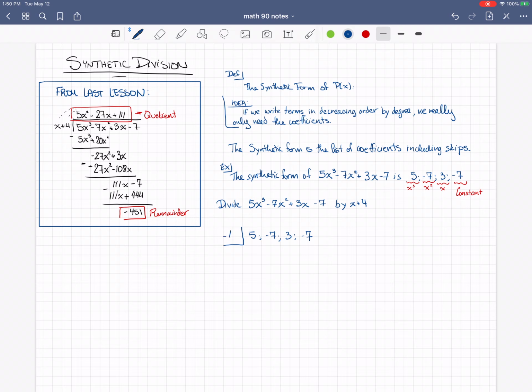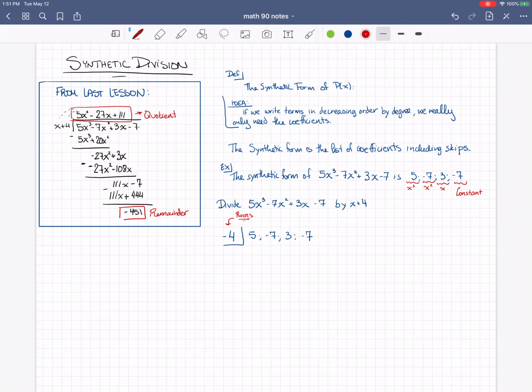And then here, since we're dividing by x plus 4, we're going to write negative 4 in this little box. Why negative 4, you might ask? Well, remember, what this is all ultimately boiling down to is finding roots of polynomials. And what we're doing here, in a way, is we're checking to see whether negative 4 is a root of this polynomial. Since if negative 4 is a root, then x plus 4 is a factor. If that doesn't ring a bell, go back a couple lessons and look at the remainder and factor theorems.